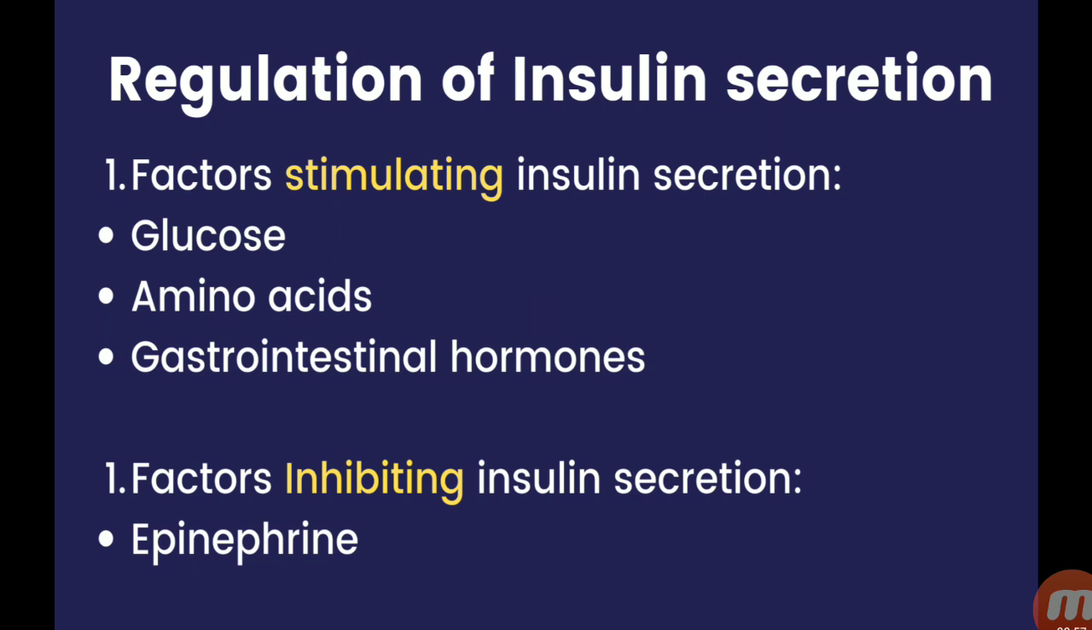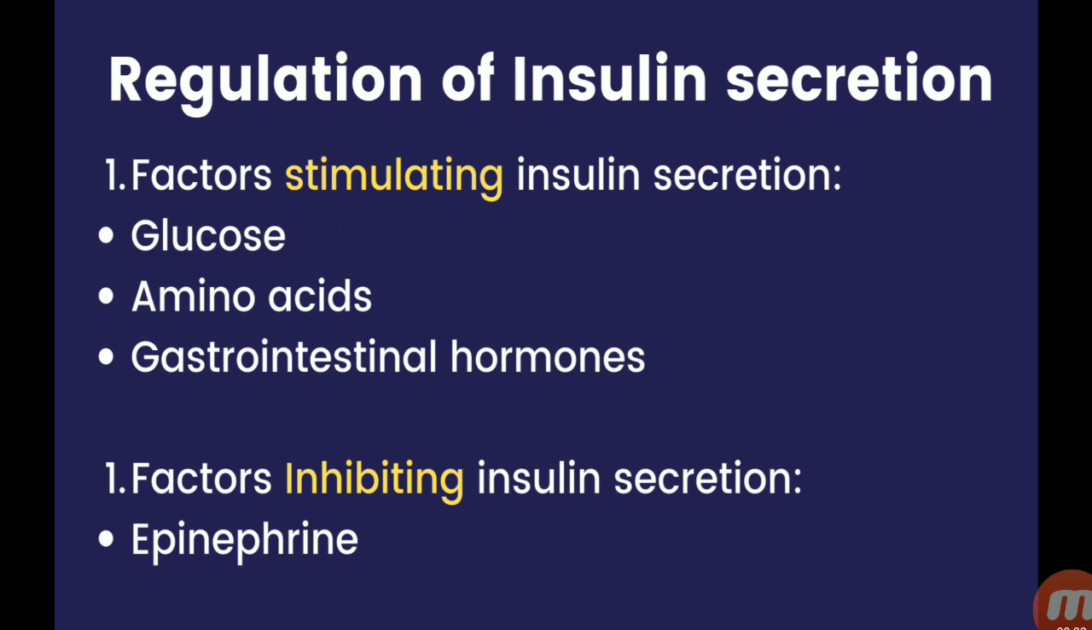Number two is the amino acid. Amino acid also induces the secretion of insulin. This is observed after the ingestion of a protein-rich meal that causes the rise in the plasma amino acid concentration. Among the several amino acids, arginine and leucine are potent stimulators for insulin release. Lastly, gastrointestinal hormones like secretin and gastrin enhance the secretion of insulin. The GIT hormones are released after the ingestion of food.